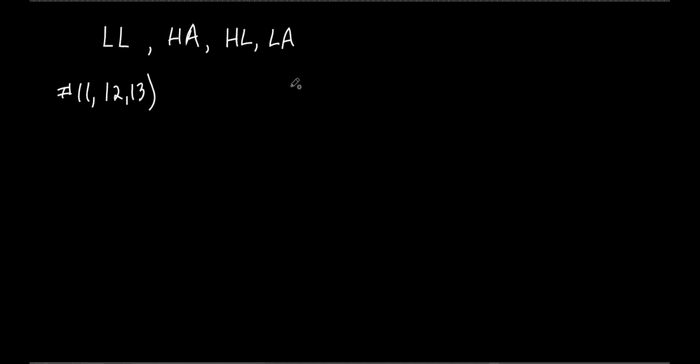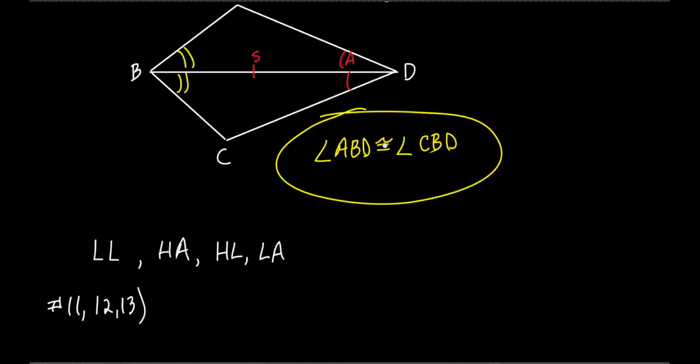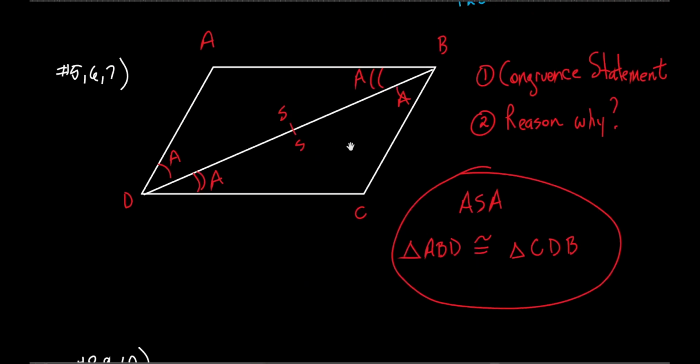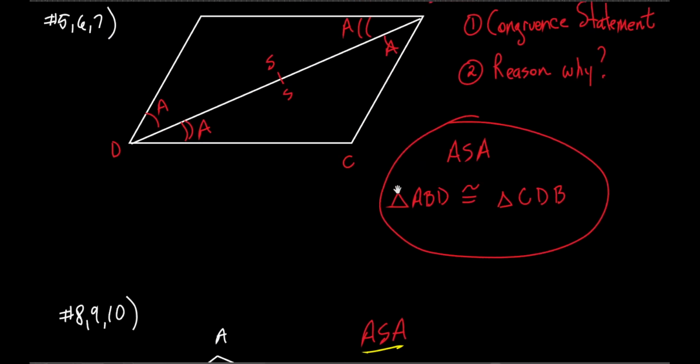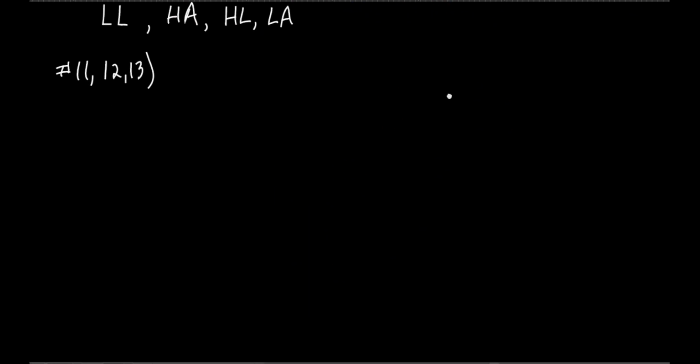So what we're going to do is very much like this right here, except the reason is not going to be angle, side, angle, and side, angle, side. It's going to be leg, leg, hypotenuse angle, and all that. But we still have to write a congruent statement, okay? So this is going to be the same kind of thing.